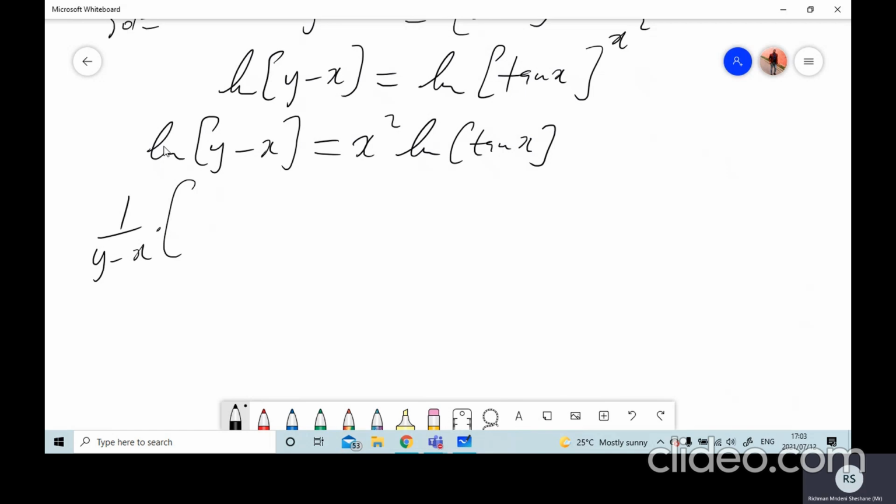So the derivative of the ln of a function is 1 over a function multiplied by the derivative of the inner function. So the derivative of this will be dy dx, the derivative of the first term, minus 1, equal to the derivative of the right hand side. I'm deriving implicitly, so I'm deriving both sides. It's 1 over function times the derivative of the inner function, equal to the derivative of this.